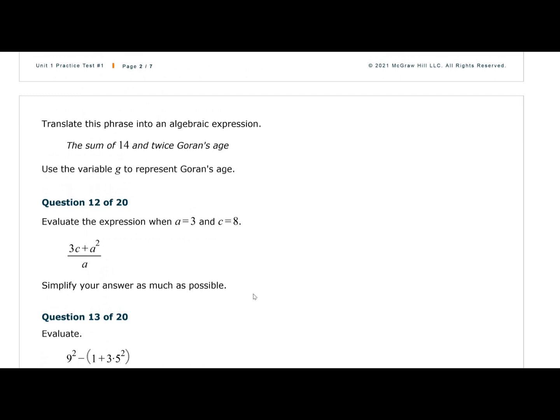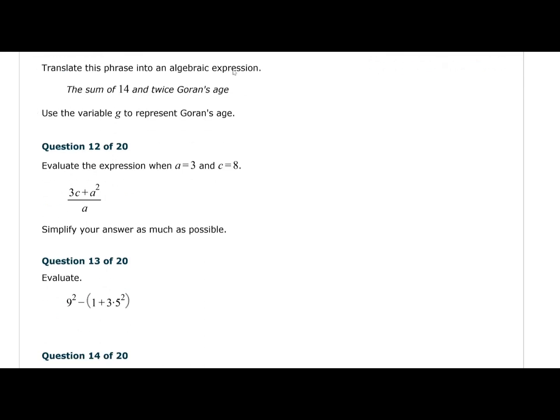Number 11. Translate this phrase into an algebraic expression. The sum of 14 and twice Goran's age. Okay, so sum means plus. That will be 14 plus twice, meaning 2 times Goran's age. They say to use the variable g to represent Goran's age. So that will be 2g. That's it.